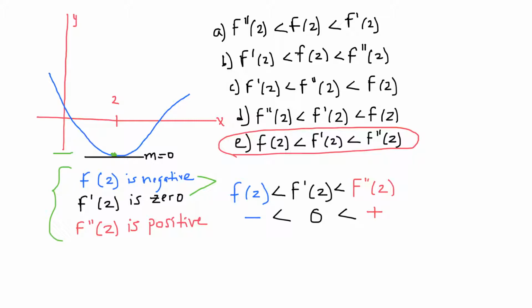And it all goes back to your understanding of what f of 2 means. That's just the y value when x is 2, and that was a negative y value. F prime of 2 is the slope of the tangent line. According to my picture, that would be 0. And then f double prime is the concavity, and it's very clear always if it's concave up or concave down.